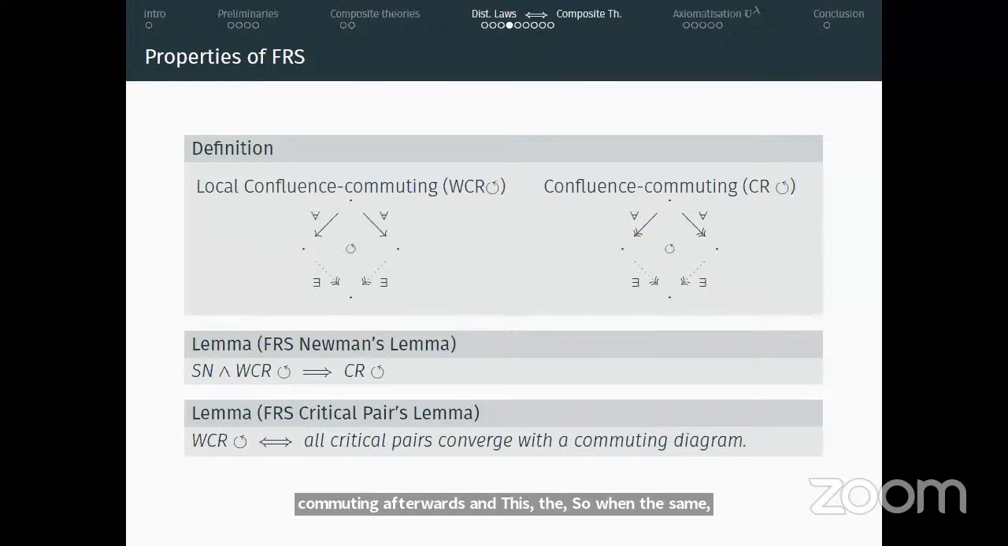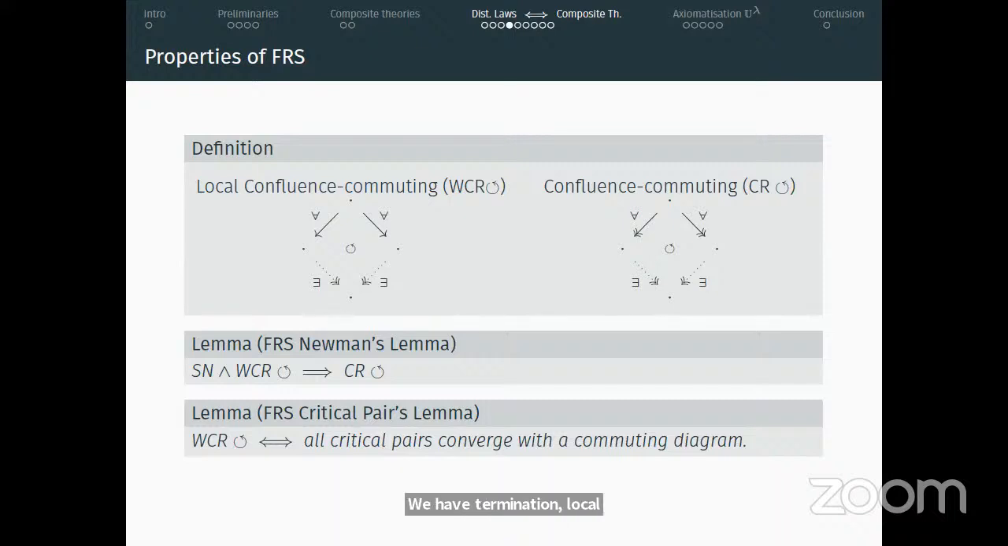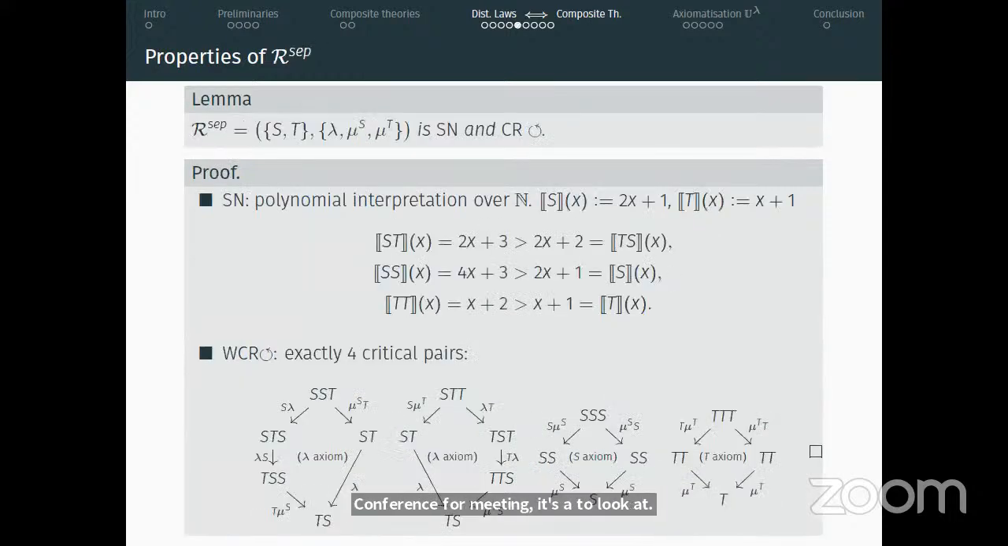And both results that hold for term rewriting systems also hold in this setting. So when you have termination and local confluence commuting, you have confluence commuting, and to have local confluence commuting, it suffices to look at critical pairs. With that done, for the system that we have, it's straightforward to check that it's both terminating and confluence commuting. For termination, any technique that you like works; we choose polynomial interpretation, where we can give a higher weight on the S letter than on the T letters, and then every rule being strictly decreasing ensures termination because N is well founded.